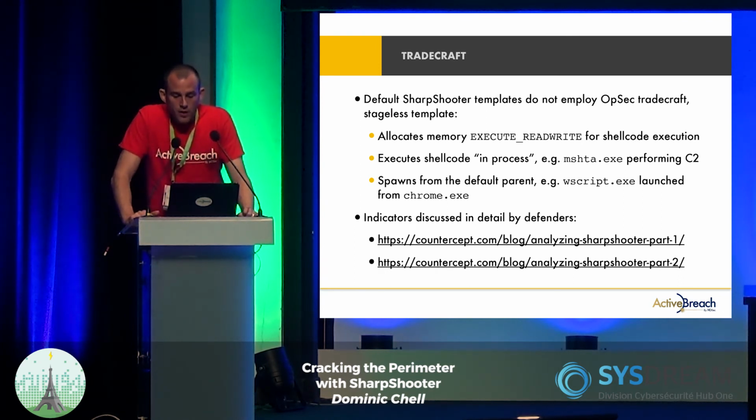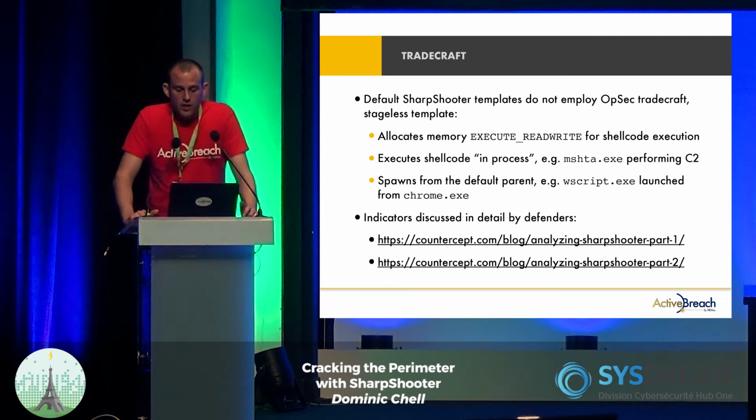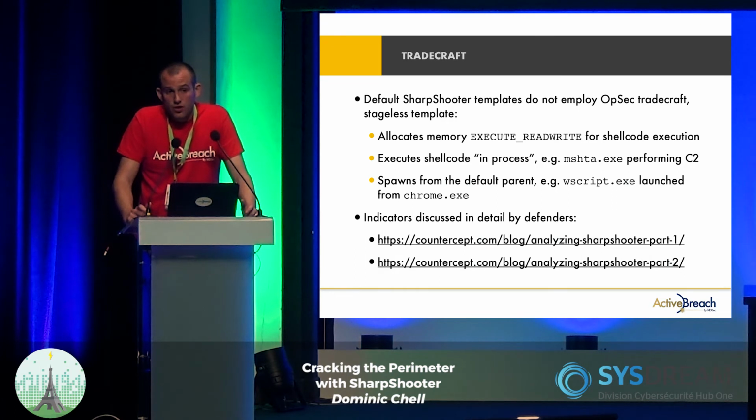So these were noted in the analysis that was performed by a number of vendors. There are two really interesting blog posts from the guys at Countercept, which talk about some of the things and the IOCs that they would hunt for in this tool. Specifically, the default payload will allocate memory for shellcode using the execute read write page permission, which means that hunters can just search for these memory permissions in use. It will execute shellcode in process, which means that you might end up having something like MSHTA calling out to the internet to perform your C2.